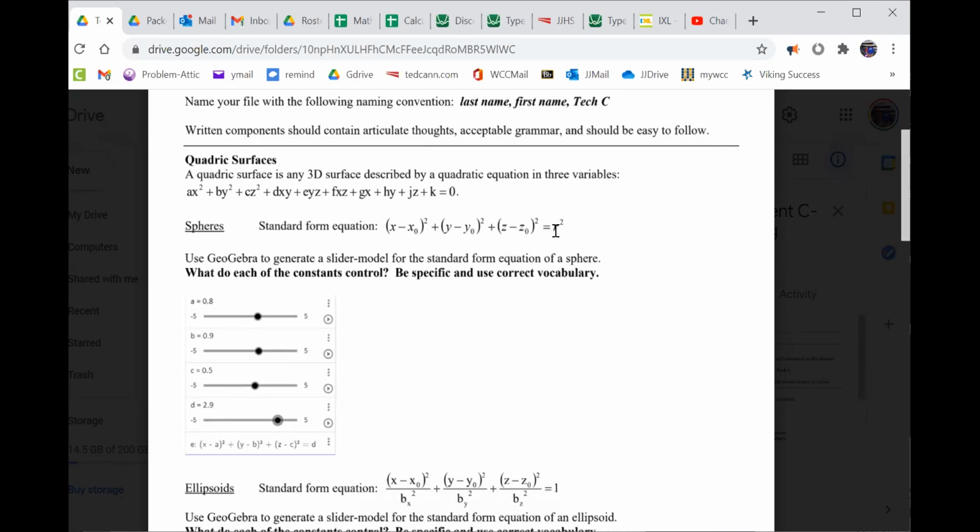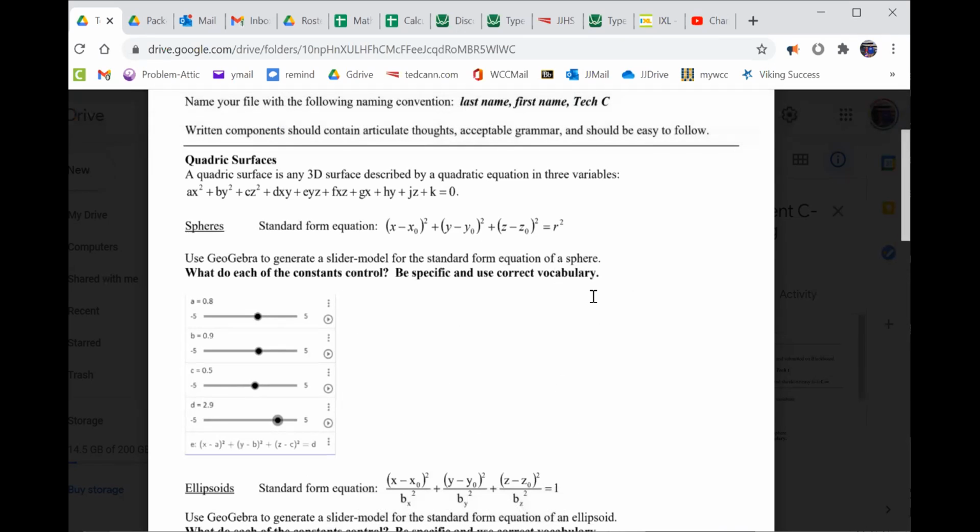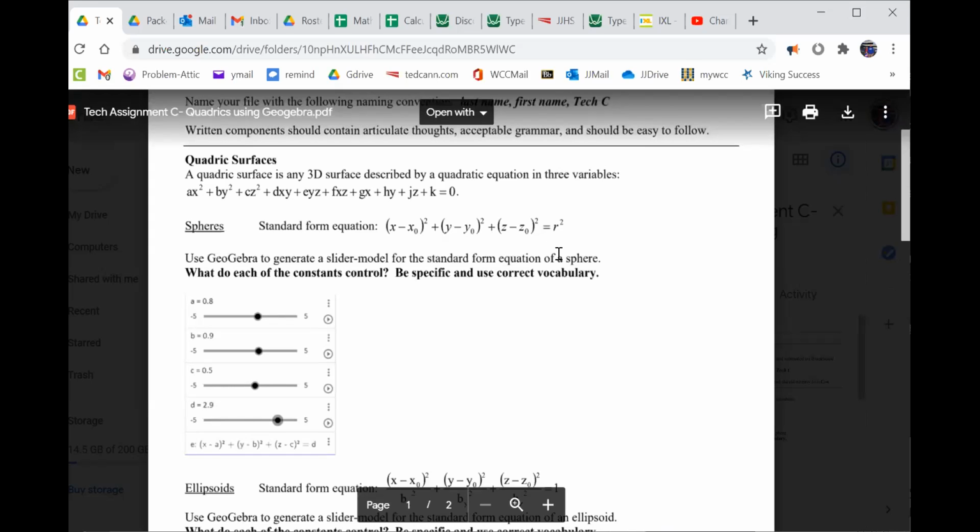plus z minus z sub o squared is equal to r squared. I find the subscripts to be kind of a pain, so I try to avoid them wherever possible. So I used A, B, C, and D instead of x sub o, y sub o, z sub o, and r. So just a little thought. You know, it's not something that everybody likes to do, but it's easily done. So let me just open one quickly.